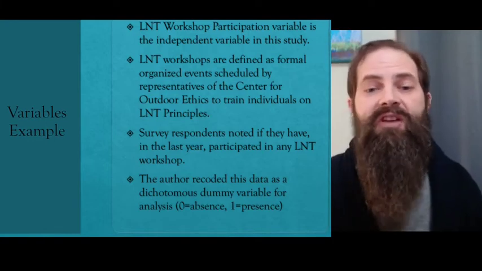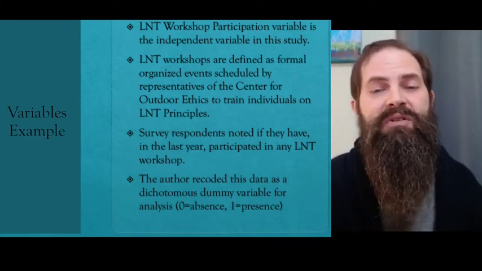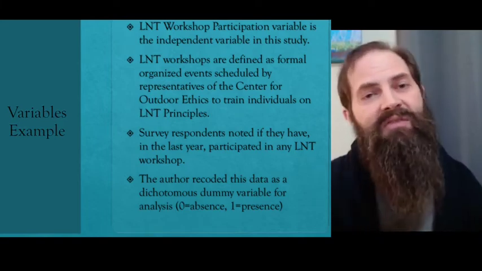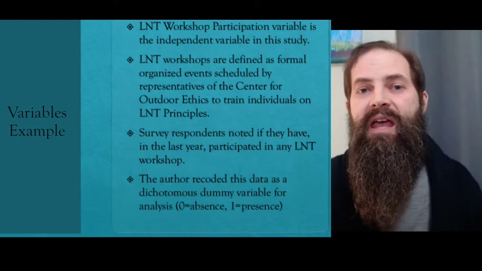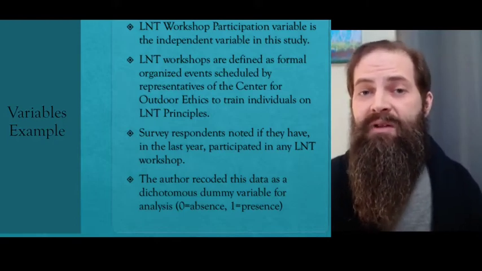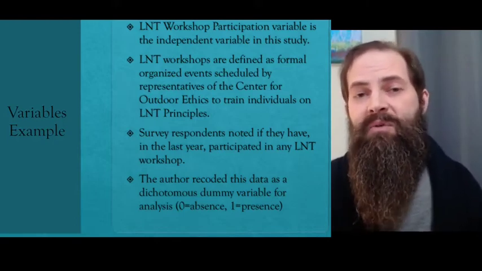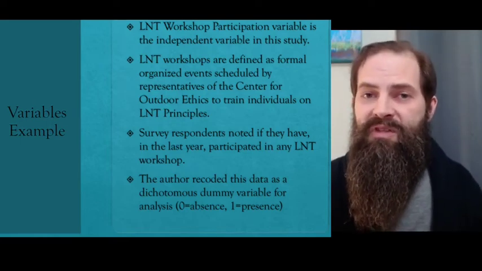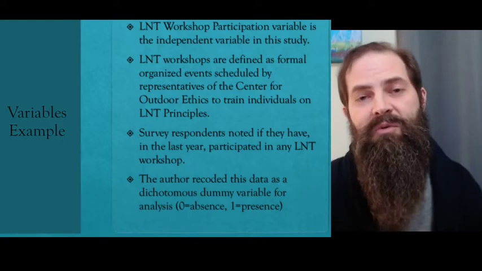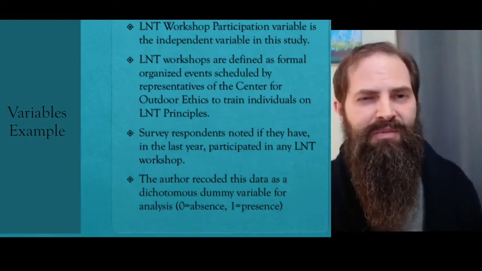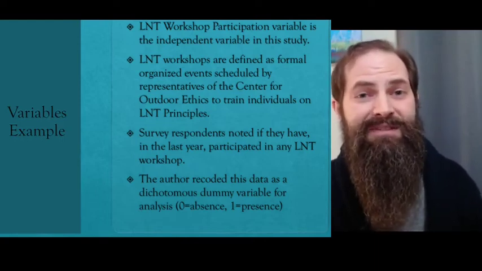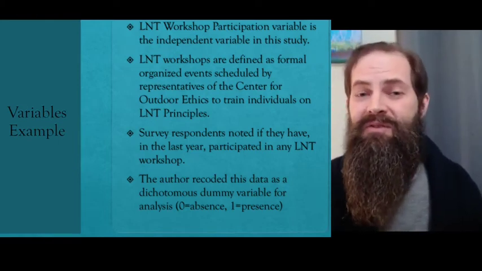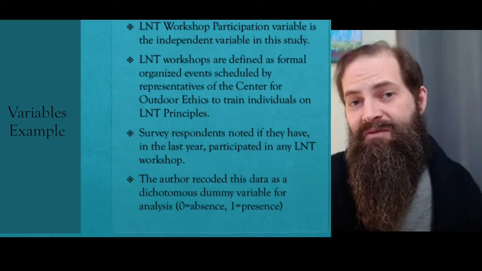My survey could ask a person if they've participated in an LNT workshop in the last year. If they have, then I mark it a yes. If they have not, then I mark it a no. When I get into my actual analysis, this is where I would explain how I'm going to measure this. I'm going to point out that I recode the data of yes and no to be either a 0 or a 1. What kind of variable is that? It's a dichotomous dummy. You hear me say that all the time, but that's a great variable for using things like t-tests and even in some kinds of regression.